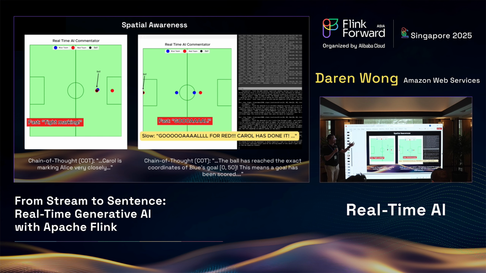The second thing that shows spatial awareness is when the team scored a goal. So in the chain of thought, it correctly identified that the ball has reached the coordinates of the blue team's goal at this coordinate. This means a goal has been scored. So again, making sense of these coordinates is something that the LLM did quite well here, which I think makes it suitable for this use case.